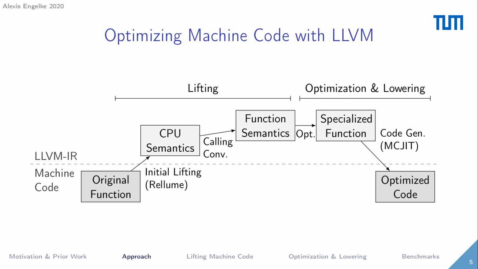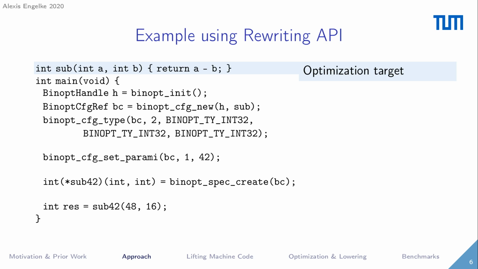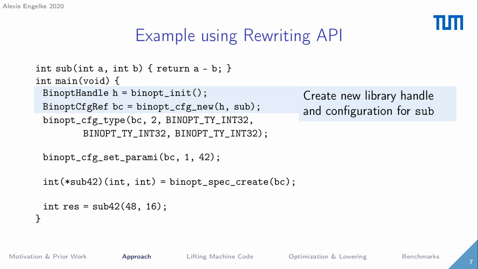Before we go into the details of the lifting and optimization procedure, we will first go through a usage example of our library API. In this example, our optimization target is a simple function which computes the difference of two integer parameters. We now want to specialize the function for a constant subtrahend. To achieve this, we first need to create a new handle into the optimization library and specify the function we want to optimize. In this case, it's the function sub.